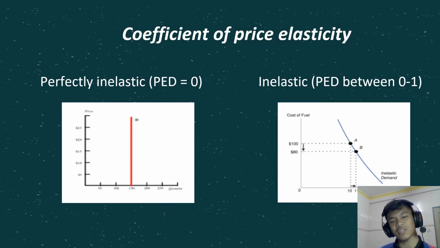In the modern world, economists measure price elasticity based on its coefficients. There are four coefficients. The first one is perfectly inelastic, where the PED is equal to 0, and the graph will look like the first one. The second one is inelastic, where the PED is between 0 and 1. As you can see, the graph is obviously different from the first one. So we go to the next one.